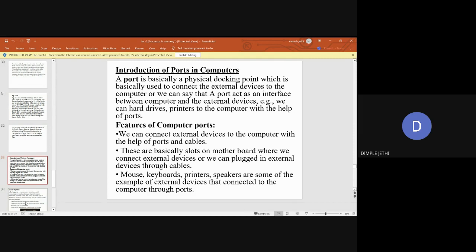Now there are some ports also. What are the ports? Anyone can tell me what are ports?